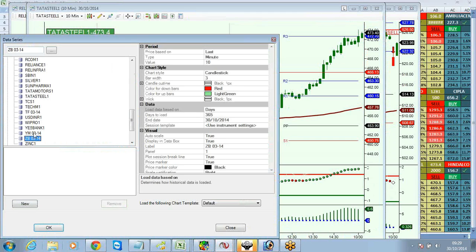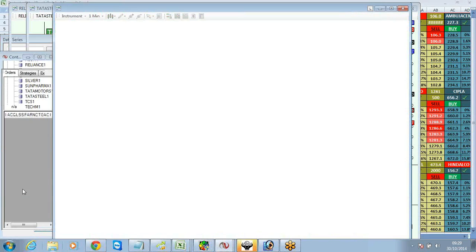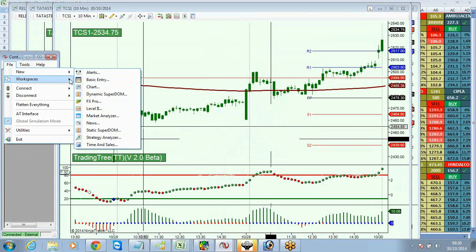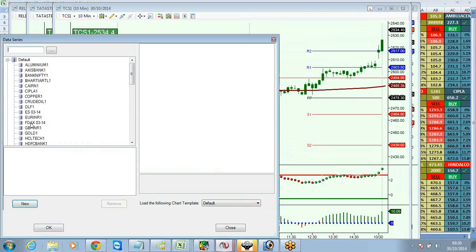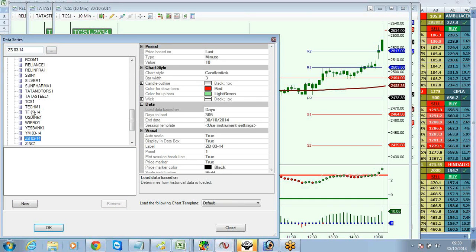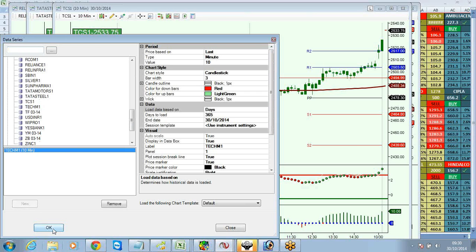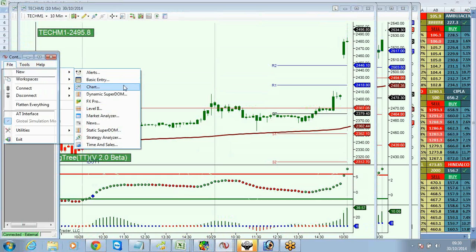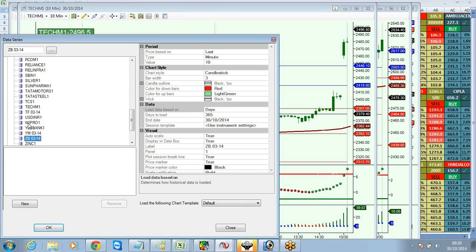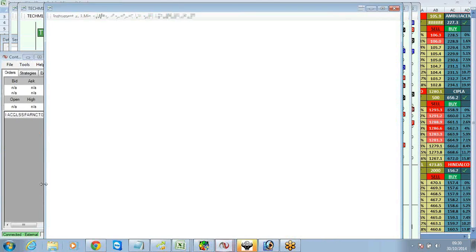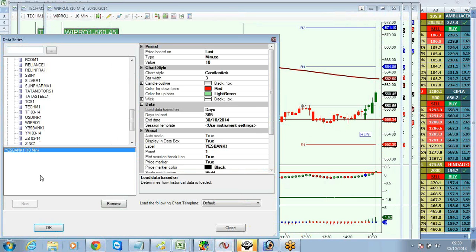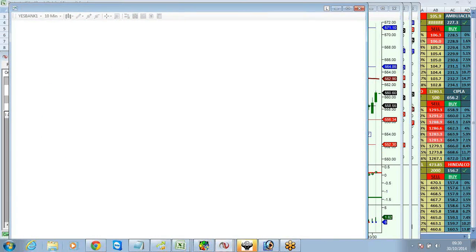So there you go, Tata Steel is still strong. There is a sell call in ICICI Bank A1. So we have a sell call in ICICI. All the IT pack is gap ups. You have some good trades on that. So I'm done with opening the charts.